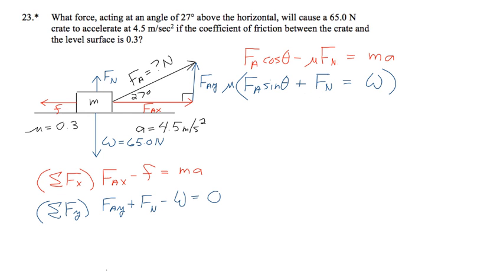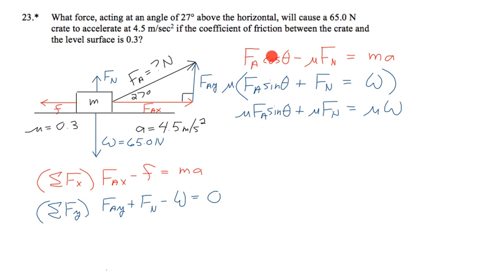So when I multiply everything by mu, I'm going to get mu F_A sine of theta plus mu F_N equals mu W. Does everybody know what I did here? All I did was distribute the mu to each one of these terms, and now I have that.